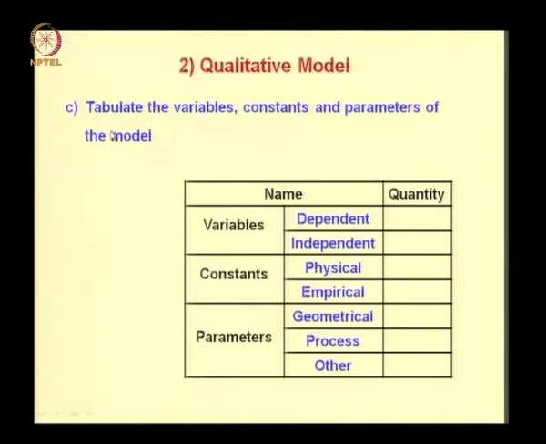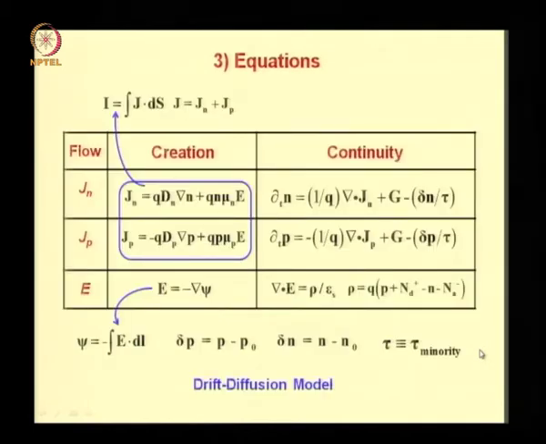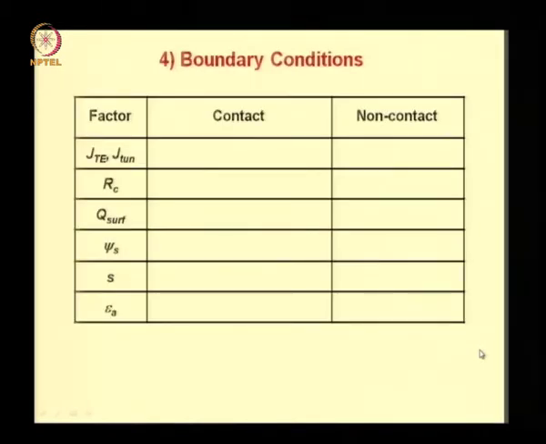And the 5th way of expressing a qualitative model is to tabulate the variables, constants and parameters of the model in the following tabular form. About equations, we said that we use the equations of the drift diffusion model in this course. Boundary conditions, these are the factors which affect the boundary conditions. The boundary conditions dependent on these factors were discussed in the module on drift diffusion transport.